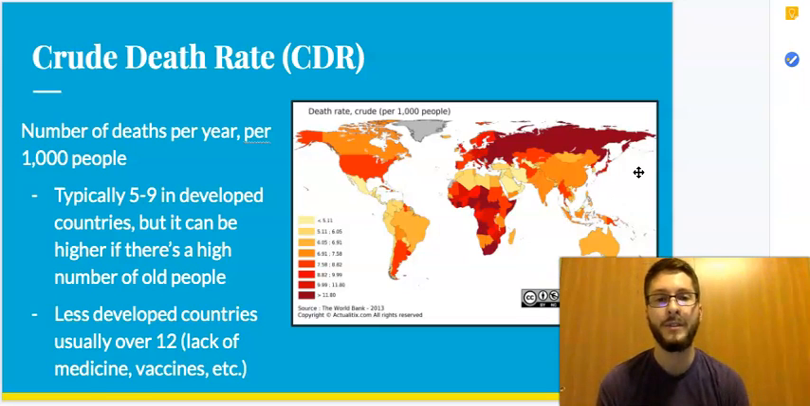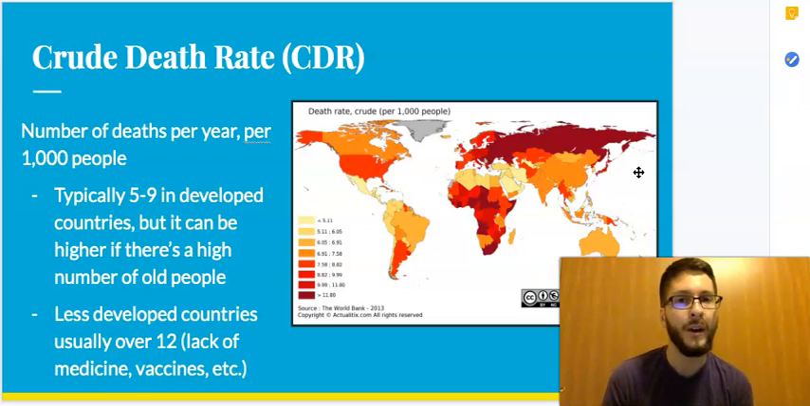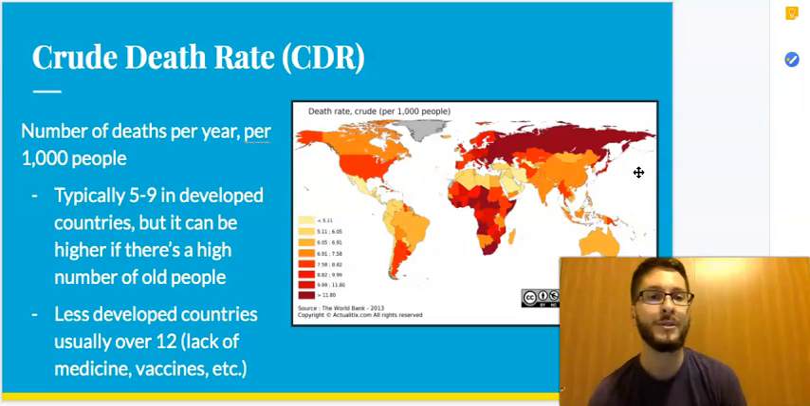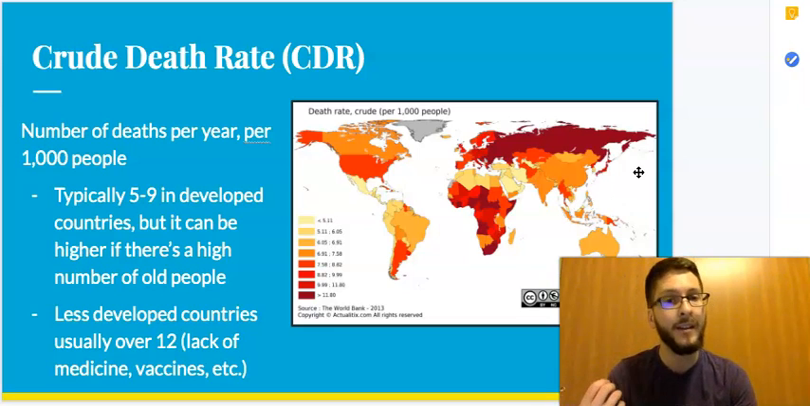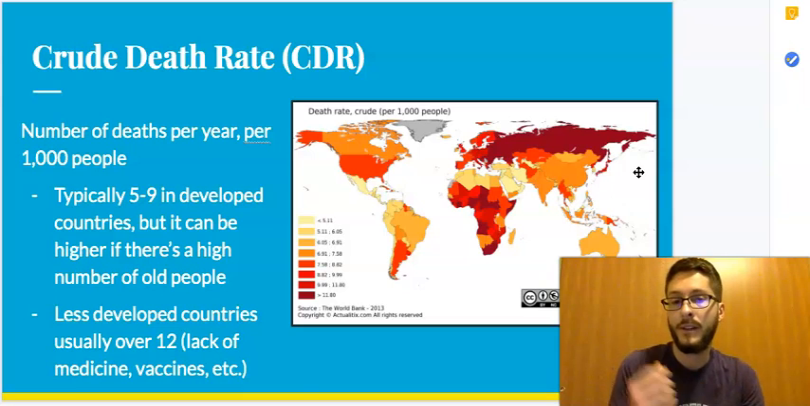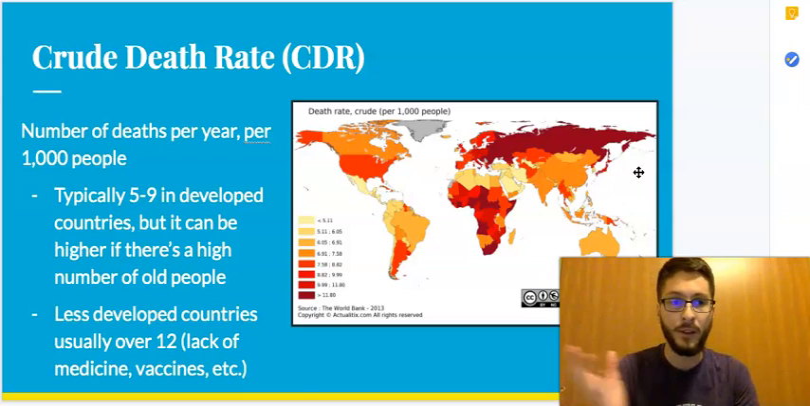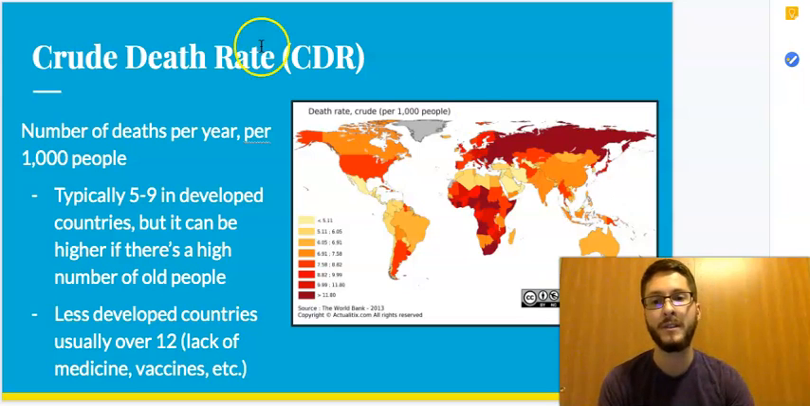So again, crude death rate is one of those statistics that's not always able to tell you the full story, because the death rate could be high just because people are living super, super long, and eventually they're dying off because of that.